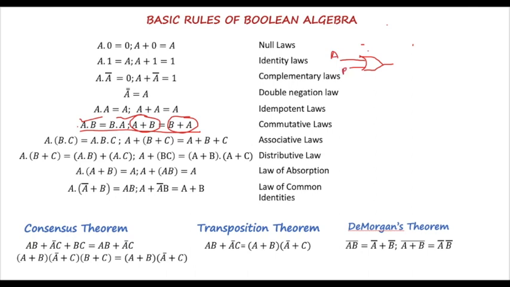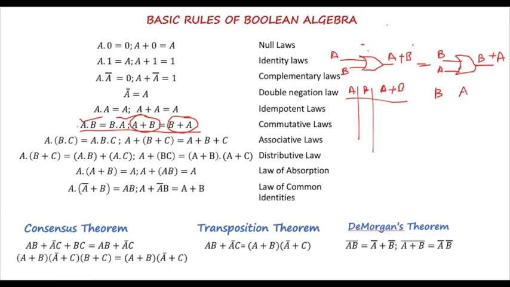Now go to the second one. Two inputs are A and B. So A ORed with B, which is A plus B, equals B ORed with A, that is B plus A. And this is the truth table of A plus B. You all know the truth table of the OR gate, and I also discussed it earlier, B plus A.